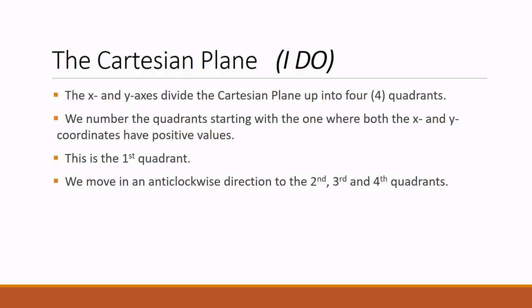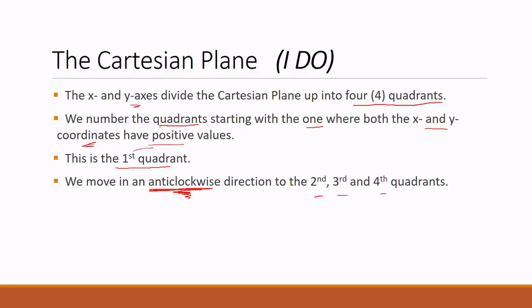Okay, the last little bit of information, I know there's a lot of information here about the Cartesian plane. The last little bit actually says that the 2 axes divide the Cartesian plane up into 4 quadrants. So there's 4 sections, and we call them quadrants. Now each quadrant starts with the first quadrant where both the x and y values, or the x and y coordinates, are positive. So that's called the first quadrant. We then move in an anti-clockwise direction around the graph, and we label the second, third, and fourth quadrants.